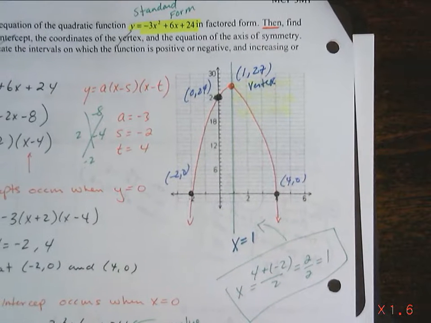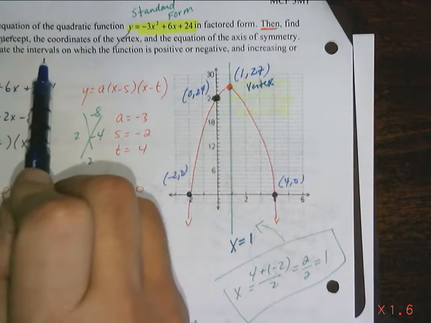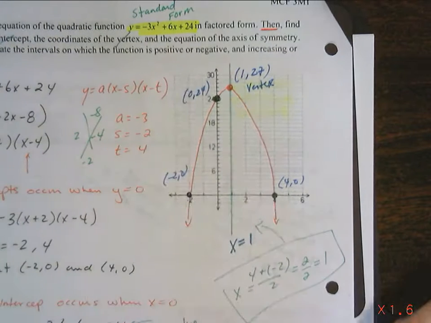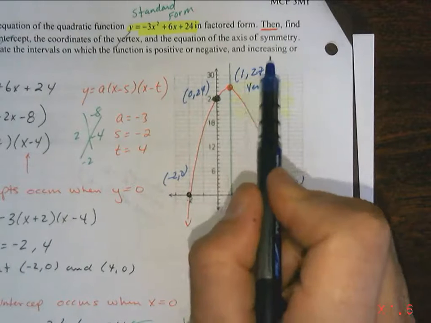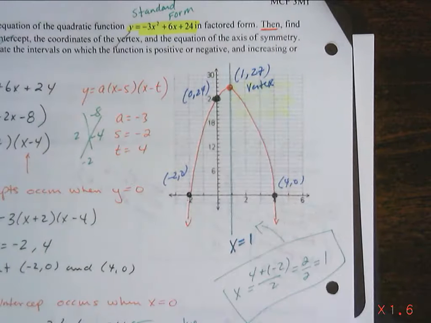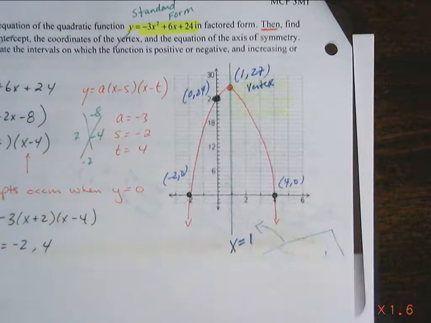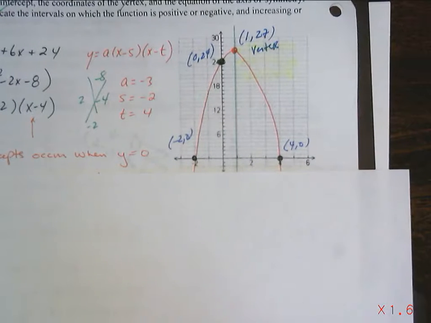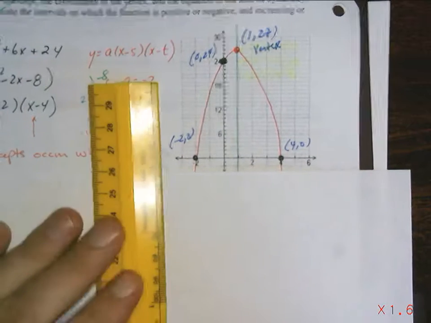Now, there's two parts to this question that we need to talk about. It says indicate the intervals on which the function is positive or negative, and indicate the intervals where it's increasing or decreasing. So, to do that, I've kind of run out of room, so I'm going to use another piece of paper. I'm going to do a quick sketch.